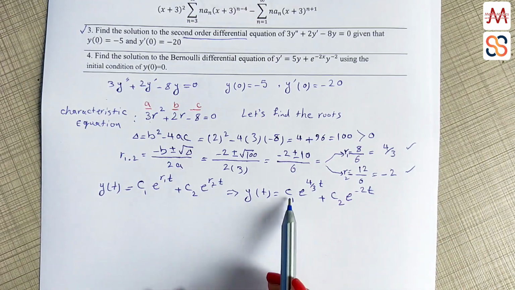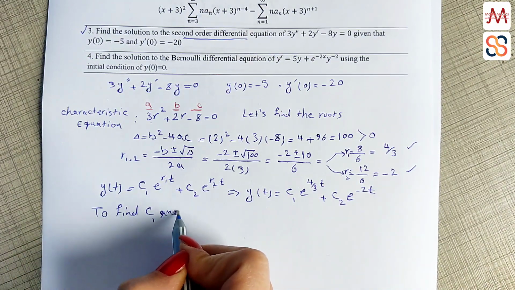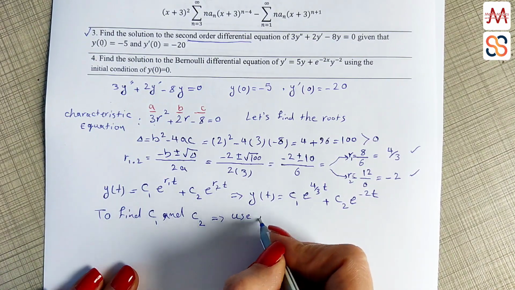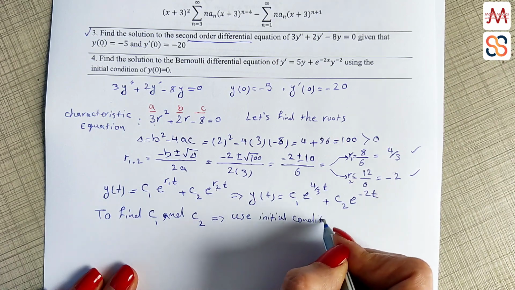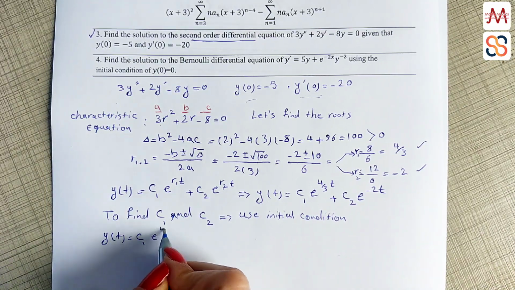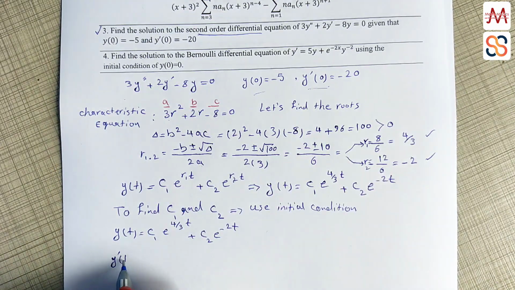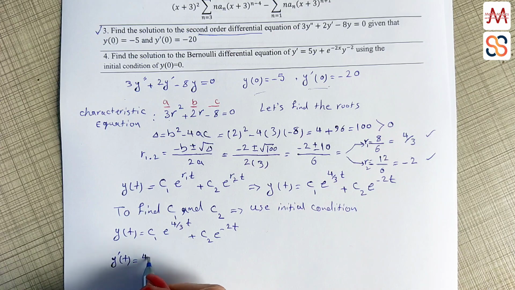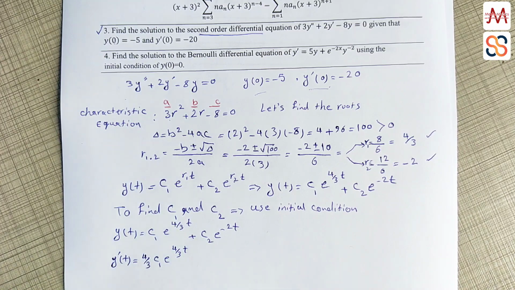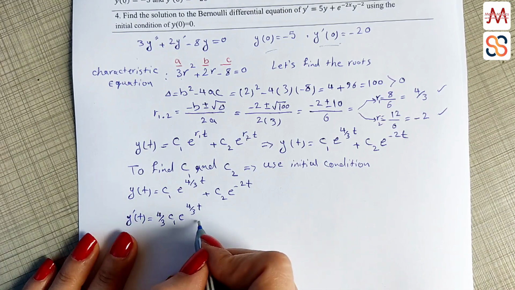2t, and we know that c1 and c2 are constant numbers and we can find them if we have initial condition. As you can see in this question, we have initial conditions, so we can find them. In the given initial conditions, as you can see, we have y prime 0 equals minus 20 as well. So we need to take the derivative of general solution to find the y prime of t, and then we can use that initial condition to find the constant numbers.